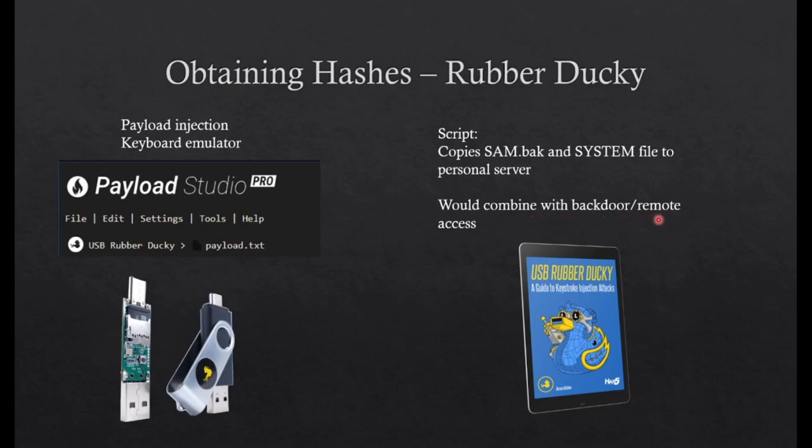Because what the SAM file does is it stores the hashes for the computer's password, so to log on information. And the system file encrypts that SAM file, so you can't access it, which makes it a little more complicated, but I'll go through that in the next couple slides.